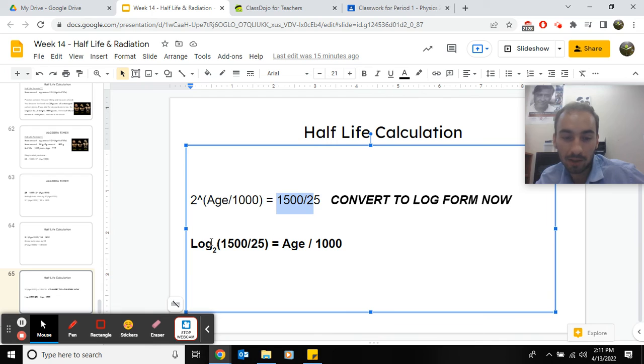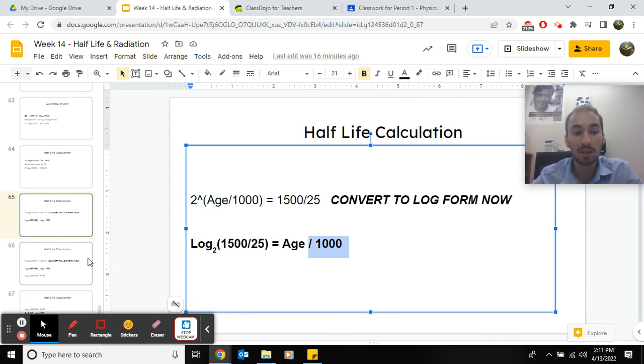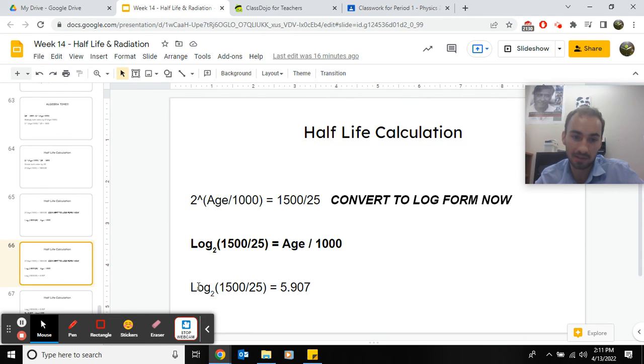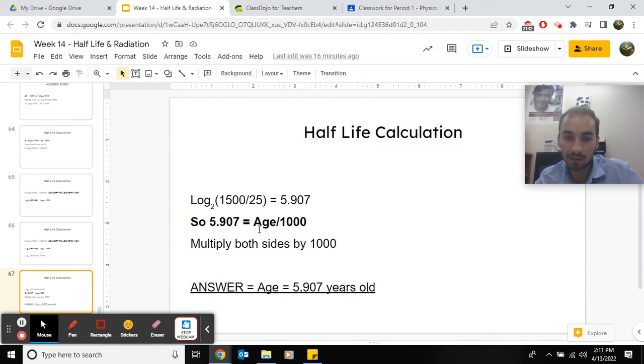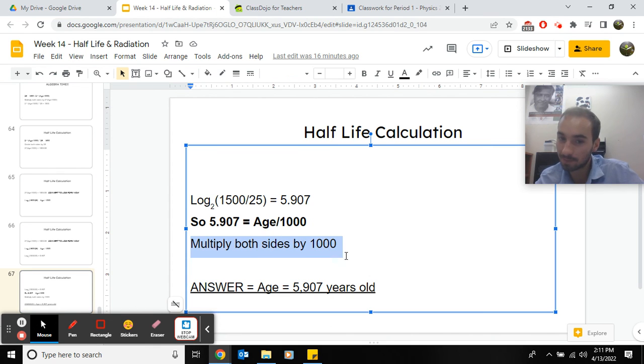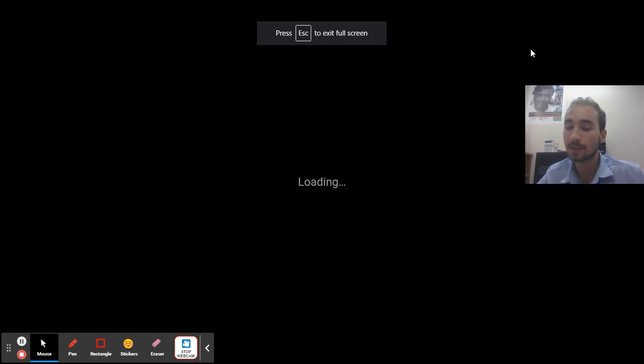So then log base 2 of 1,500 divided by 25 equals age divided by 1,000. So that's what we have next. And the age still isn't by itself. It still has that divide by 1,000. So to undo divided by 1,000, you times by 1,000. And if you put log base 2 of this on the calculator, you get 5.907. And to get rid of the 1,000, you multiply both sides by 1,000. And you get the fossil is 5,907 years old. That's how the scientists do it.